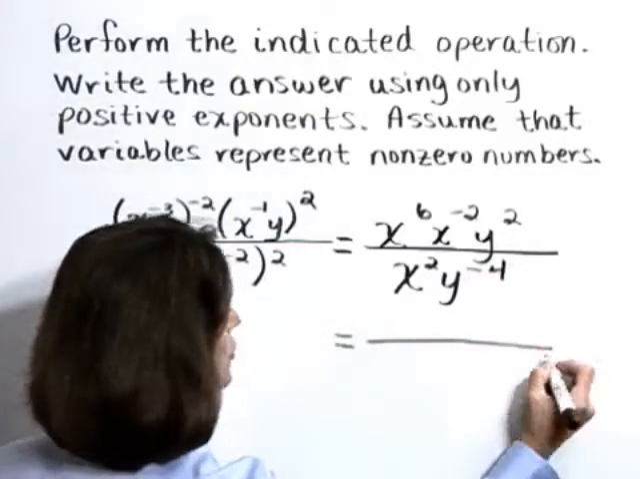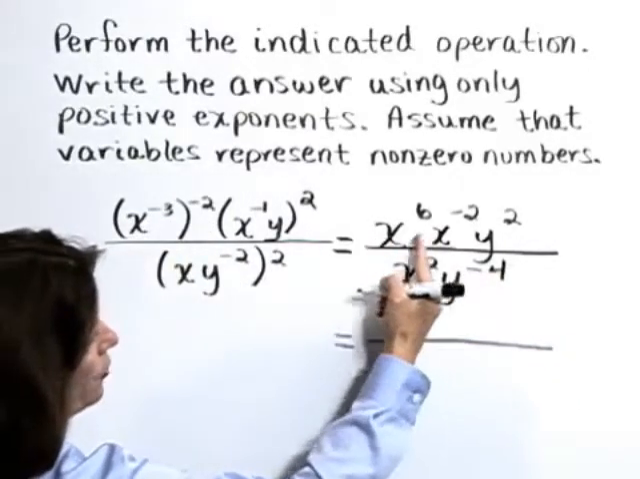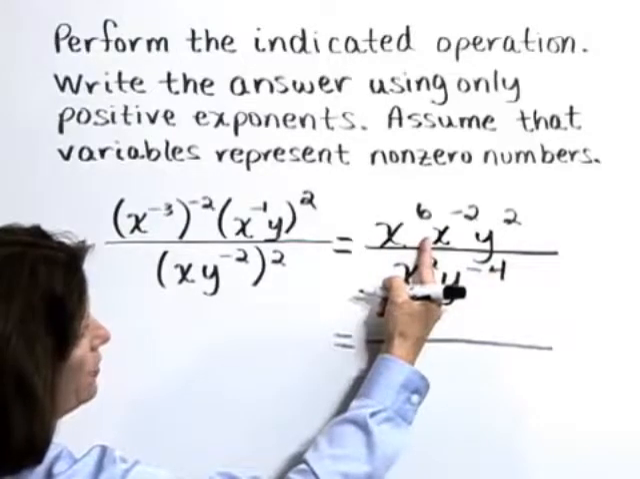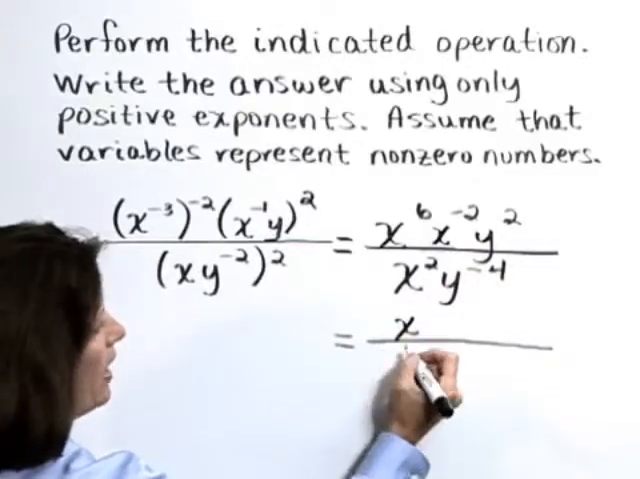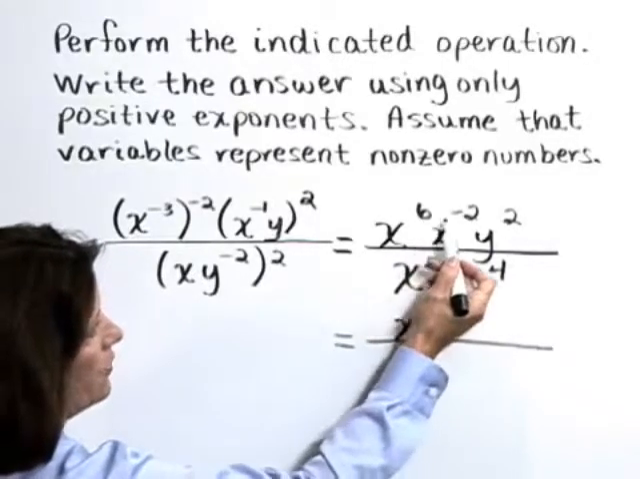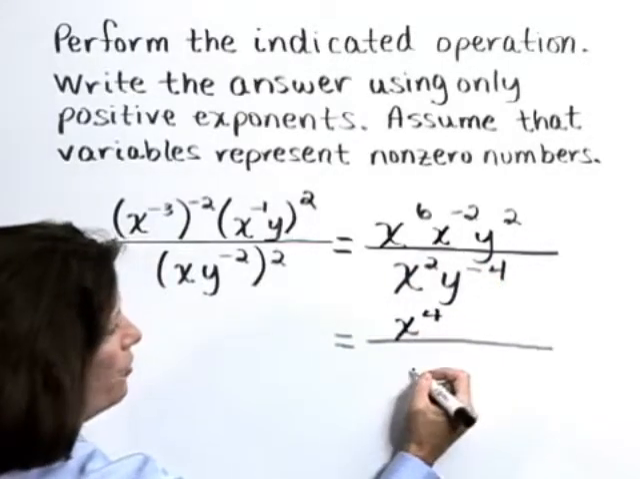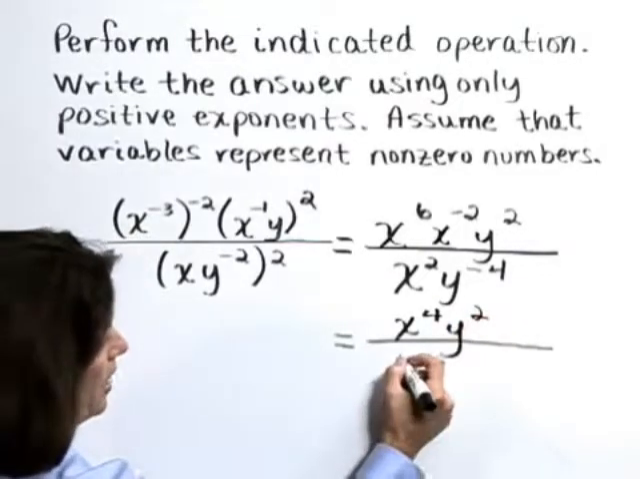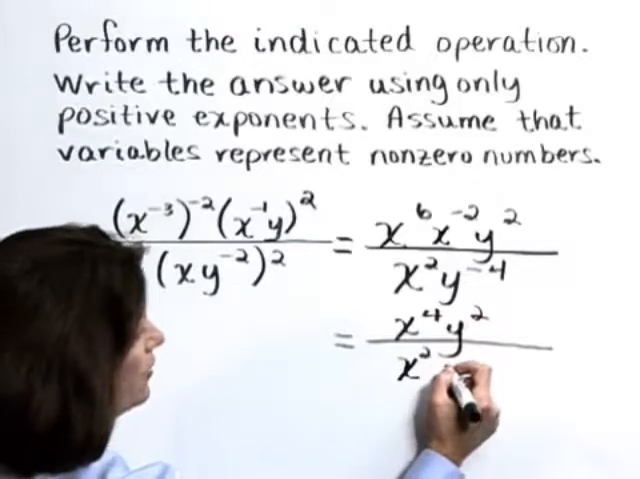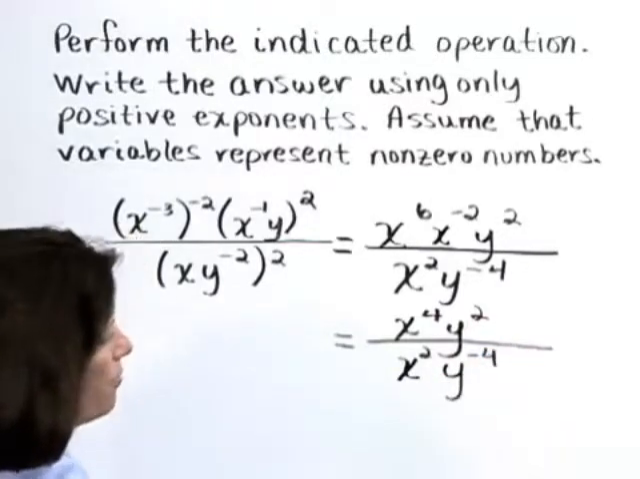Continuing to simplify in the numerator using our product rule, when we multiply like bases, these x's will add those exponents. So in the numerator we've got x to the 6 plus a negative 2, which is the fourth power, times y squared. In the denominator, let's just leave that as x squared times y to the negative fourth.